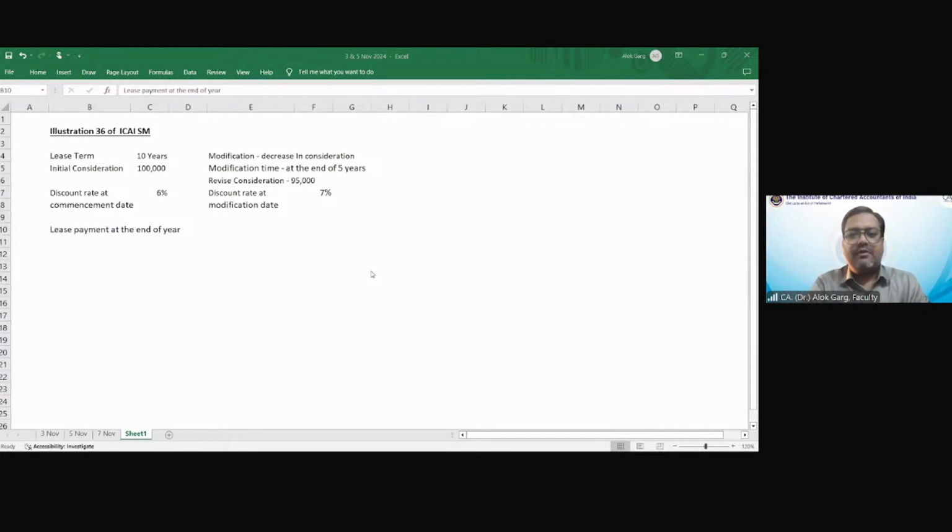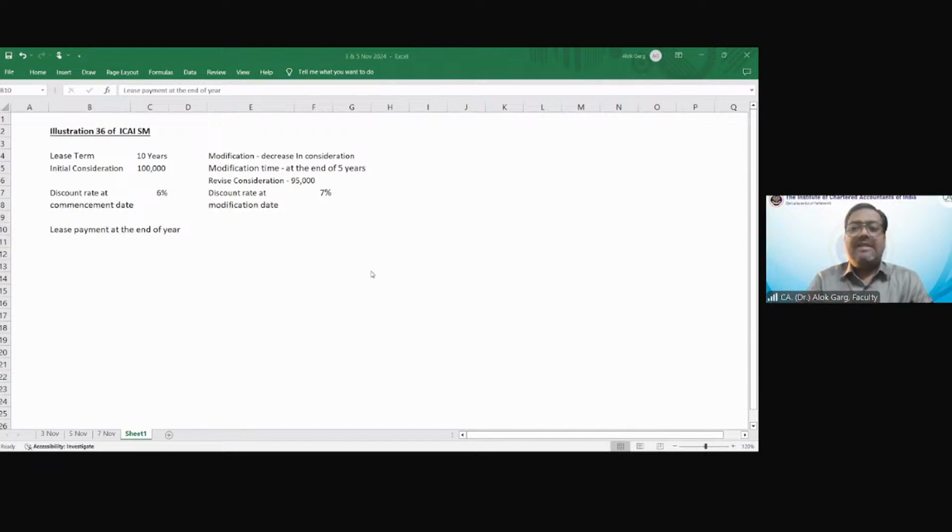Now tell me how to solve this question. What is my first step? Before the modification, on the commencement date, I need to compute my lease liability. I need to compute my lease liability on the commencement date.